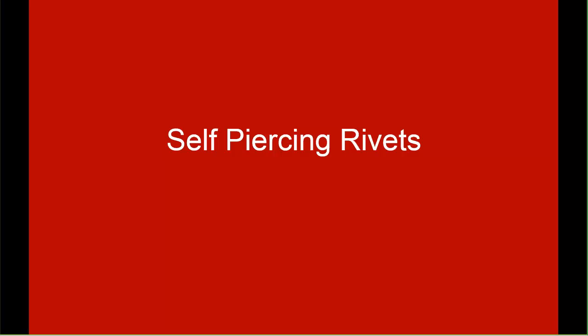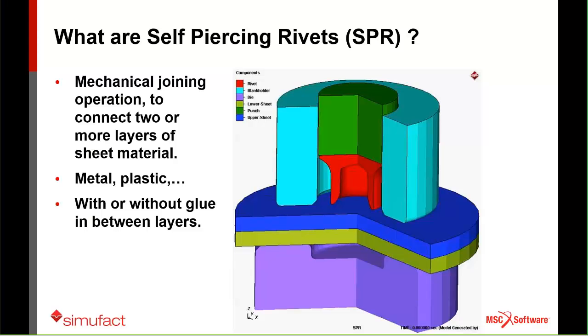And I think of all the types of joining applications, I would say this is one of the most important ones today in a lot of industries. So let's talk about the process itself. What is it? Well, it is a mechanical joining operation to connect 2 or more layers of sheet material. The material can be either metal or plastic. In most cases, I would say it would be a metal like steel or aluminum, and can be with or without glue in between the layers.